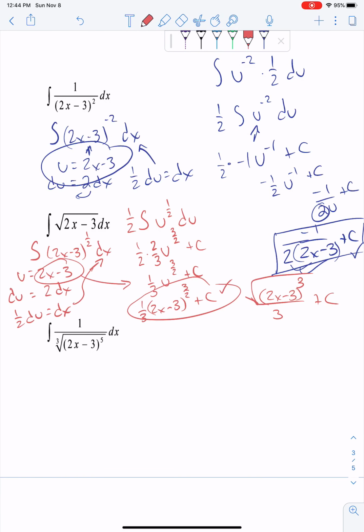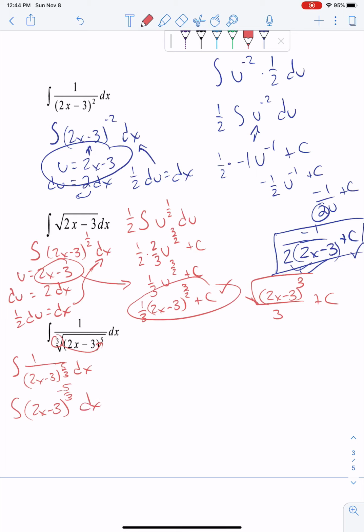Okay, integral of 1 over the cube root of 2x minus 3 to the 5th. So we're going to do a lot of rewriting here. First of all, I'm going to rewrite this so you can see the steps. The integral of 1 over 2x minus 3 raised to the 5/3 dx. Remember that you can move this root to the bottom of the 5 as a fraction. But then I want to move it to the top. So this is going to become 2x minus 3 raised to the negative 5/3 dx.